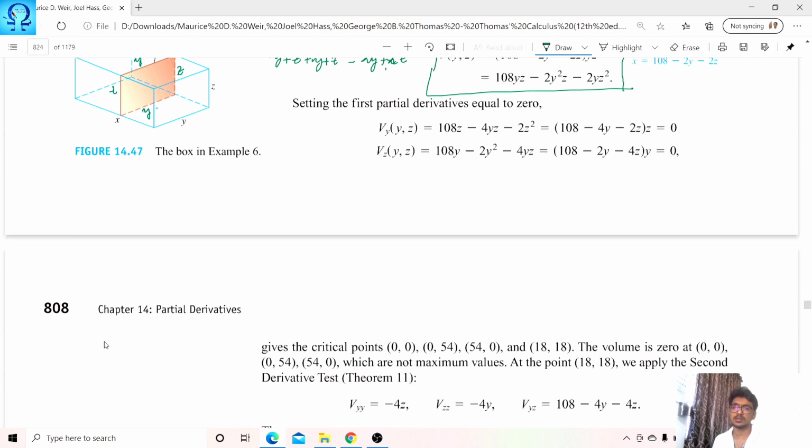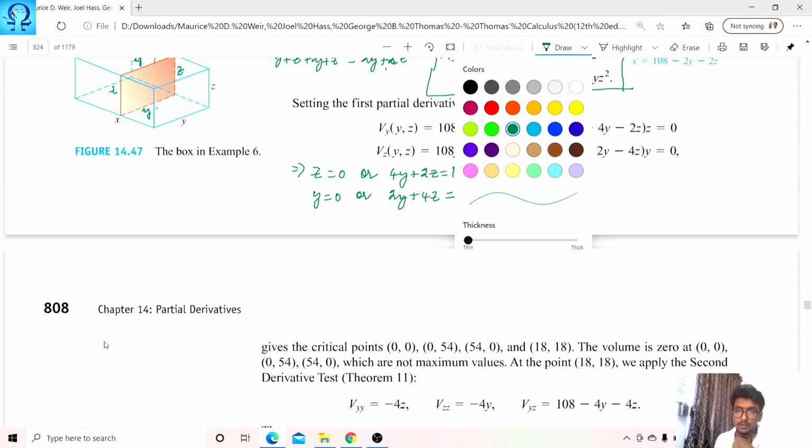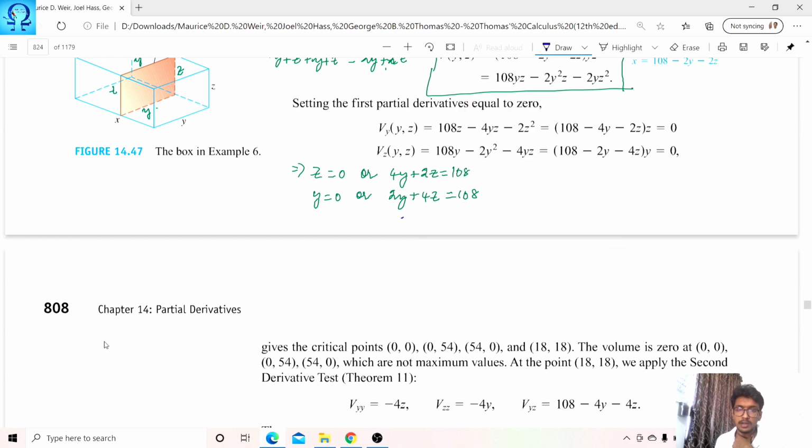So equating this to 0, from these what we get is either z is equal to 0 or 4y plus 2z equals 108. This is another possibility. The other one is y is equal to 0 or 2y plus 4z equals 108. So from this, now we'll have to do the calculation and find out the possible values.